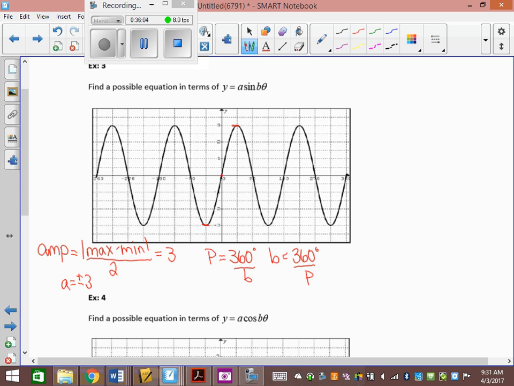I'm going to start here. I always try here first. Cast to max, cast to min, back to that same height. 180. So it's going to be 360 degrees divided by 180 degrees, which is 2. So now I know my equation can either be y equals plus 3 sine 2 theta, or y equals minus 3 sine 2 theta.